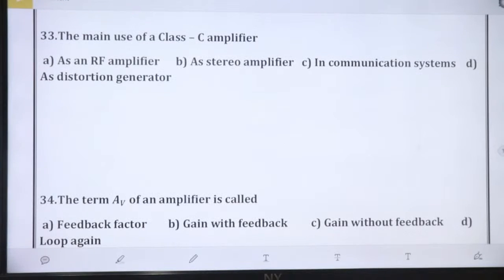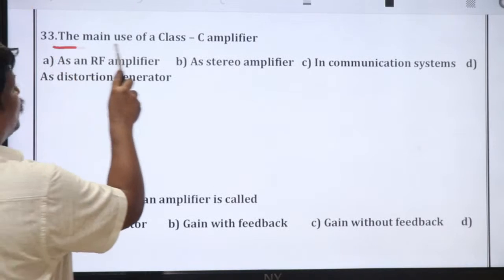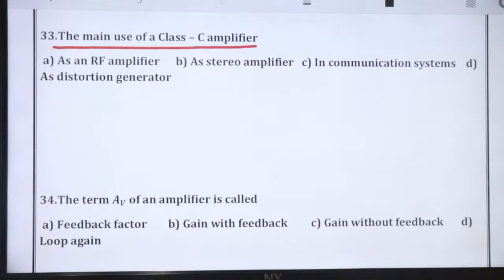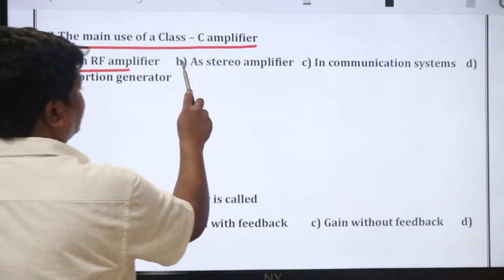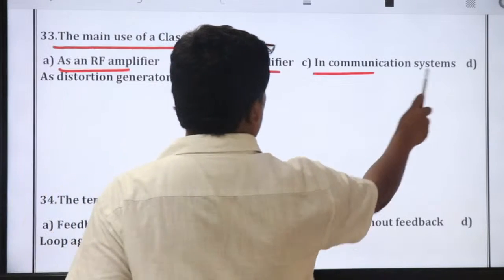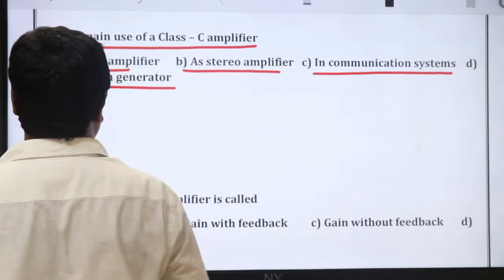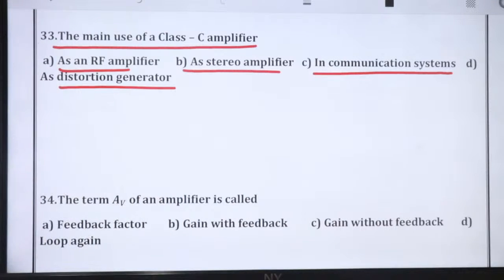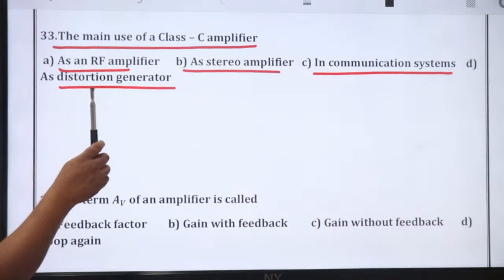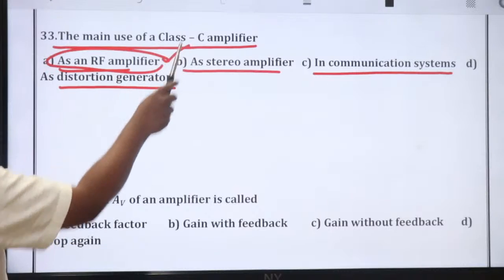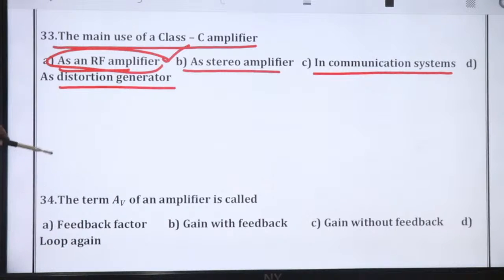Next, the main use of Class C amplifier is an RF amplifier, as a stereo amplifier, in communication systems, or distortion generator. Actually, RF amplifier is a radio frequency amplifier. Class C amplifier is a radio frequency amplifier. It is useful for both.